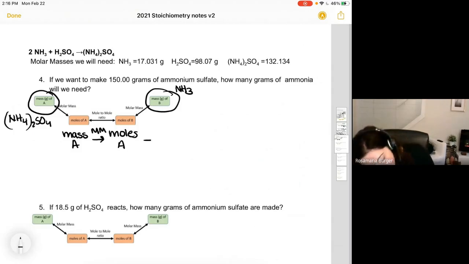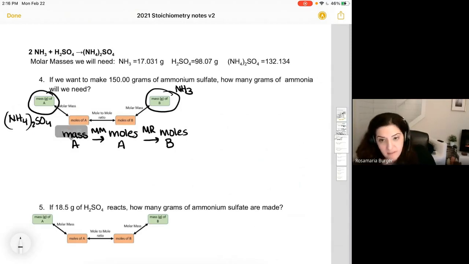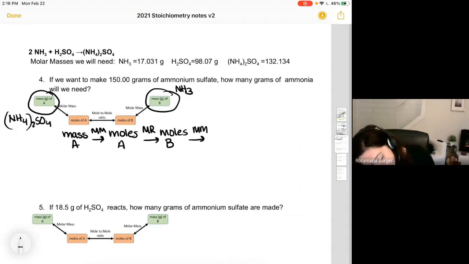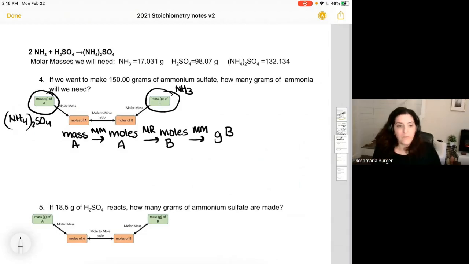We're going to go from moles of A to moles of B, and we're going to do that with our mole ratio. This is the new thing that we're learning. They're the coefficients in the chemical equation. And then for moles of B, we're going to use its molar mass to get us our grams of B. So this is going to take a lot of steps, but now that we have a plan, we can be sure that the steps that we're taking are correct.